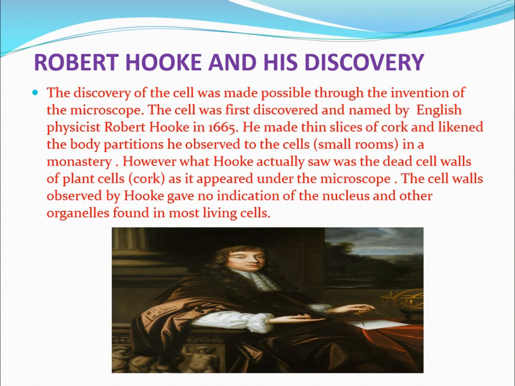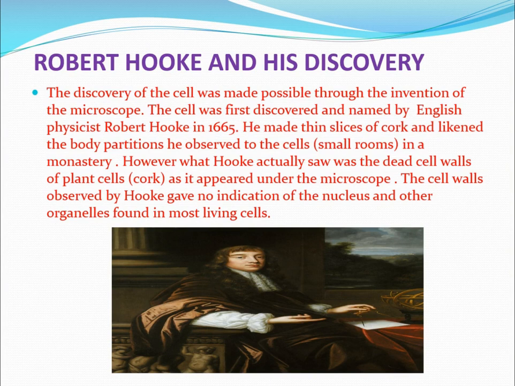The discovery of the cell was made possible through the invention of the microscope. We know the cell is the smallest and tiniest part of our body, so it is simply impossible to see the cell with our naked eye. It was possible when the microscope was invented, and the cell was first discovered and named by the English physicist Robert Hooke in 1665. He was the first to observe the cell under the microscope in the year 1665.